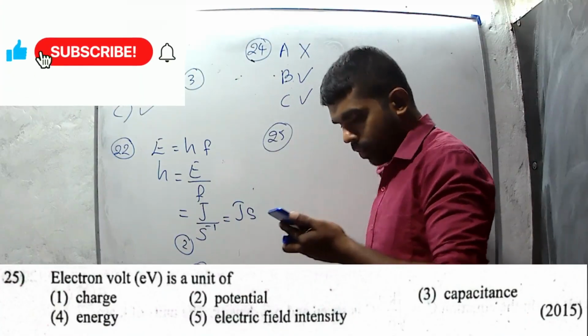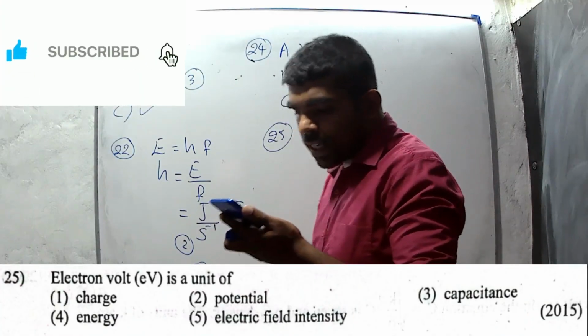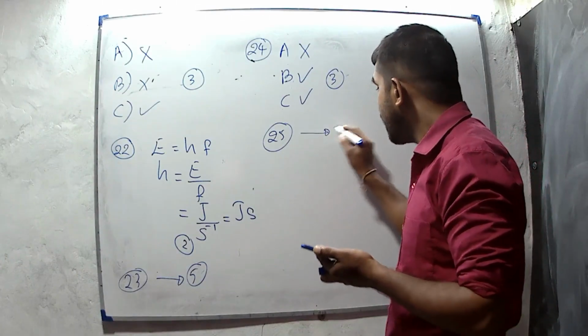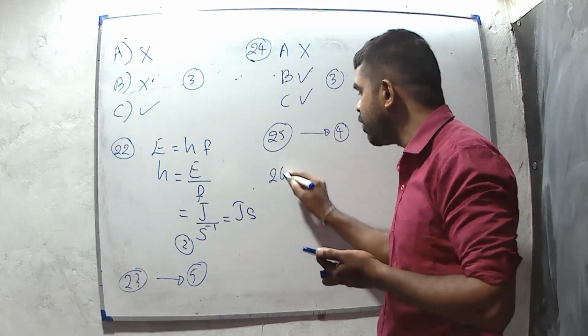25. Electron volt is unit of. We have found it. We know that it is energy. Then answer is 4 for question number 25.